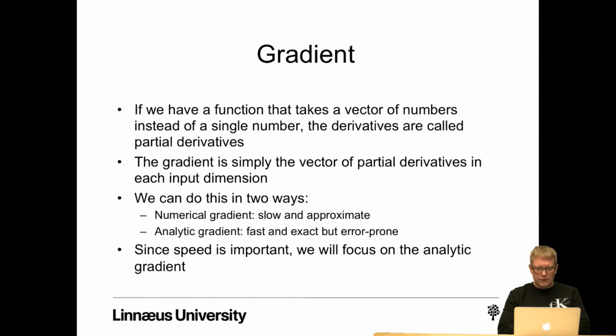If we have a function that takes a vector of numbers instead of a single number, the derivatives are called partial derivatives. And the gradient is simply the vector of partial derivatives in each input dimension for each attribute in our inputs dataset. And we can calculate this vector of partial derivatives in two ways: numerical gradient, slow and approximate, and analytic gradient, fast and exact, but it can be a bit error prone. And since speed is important, we will focus on the analytic gradient.